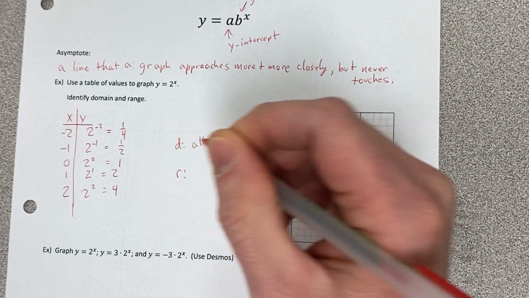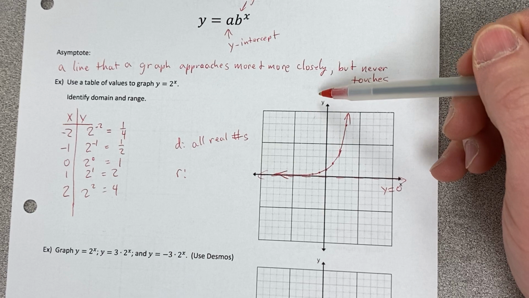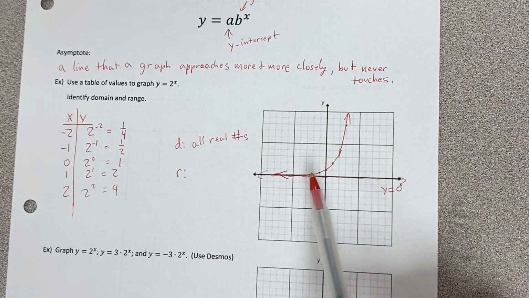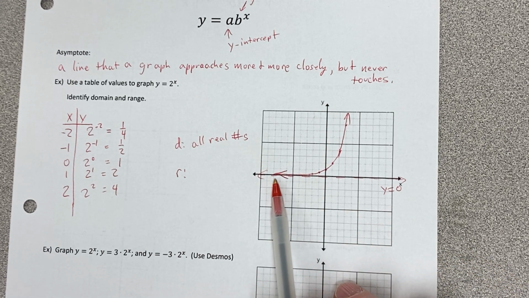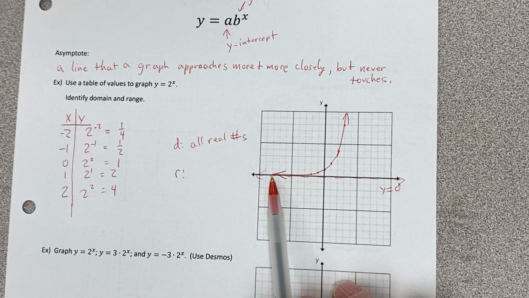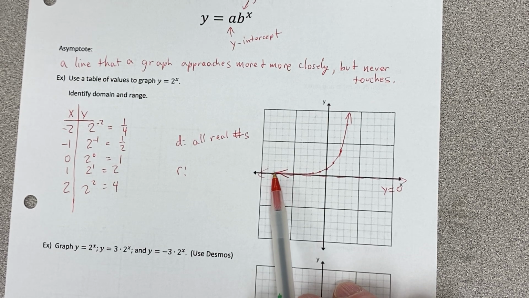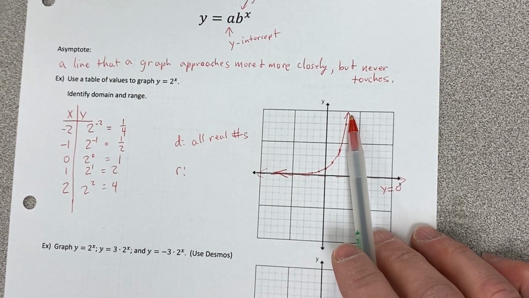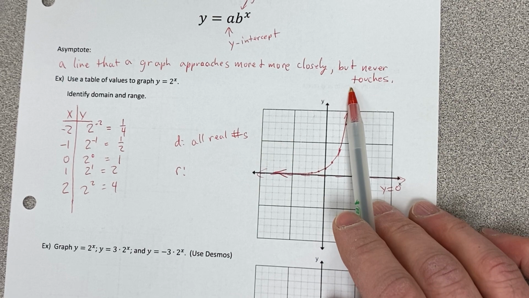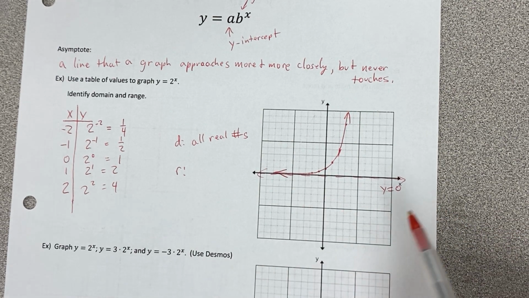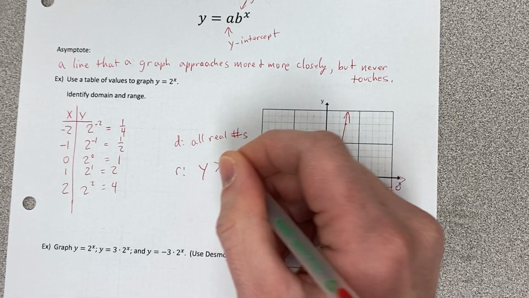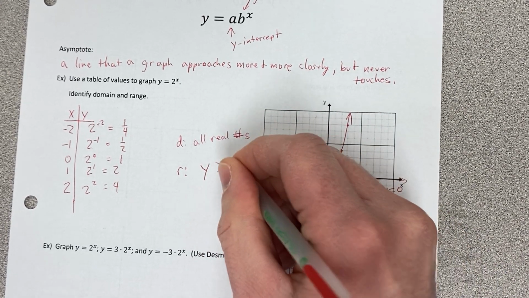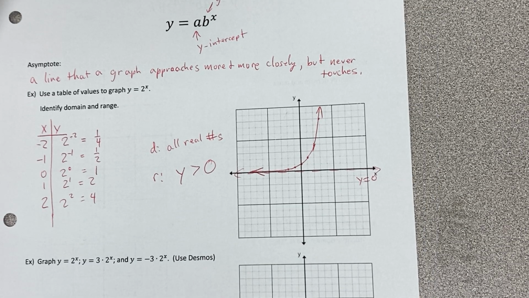But our range is our y values, and we just discussed this, that it's going to get closer and closer. The y values are going to get closer and closer to 0, but they're never going to get there. And then on the flip side, it's going to go up forever. So our range for this would be y values that are greater than 0. Not equal to, just greater than.